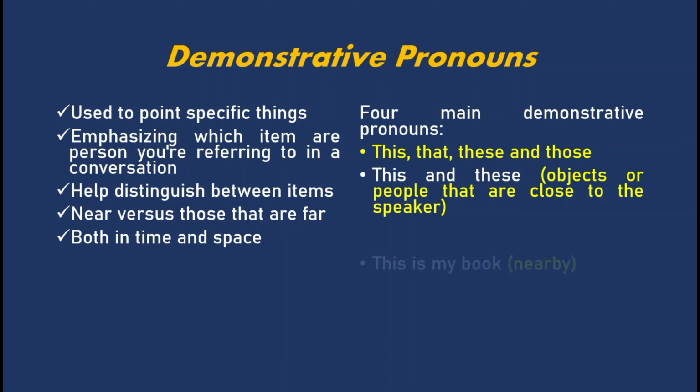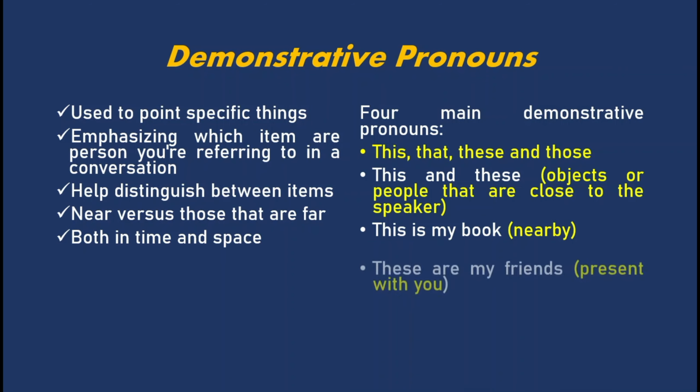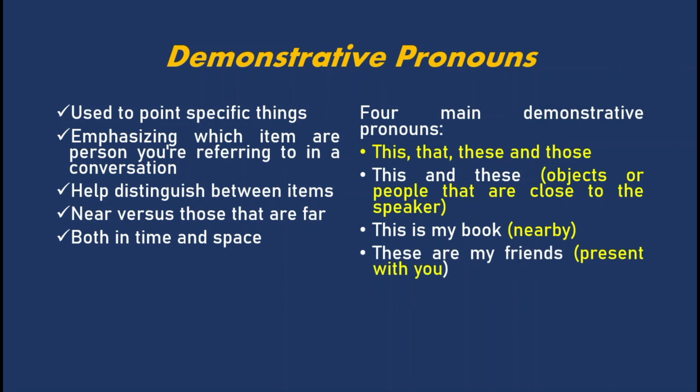This is singular while these is plural. For example, you might say, "This is my book" when referring to a book that's nearby or in your possession. Similarly, "These are my friends" would be used when your friends are present with you.